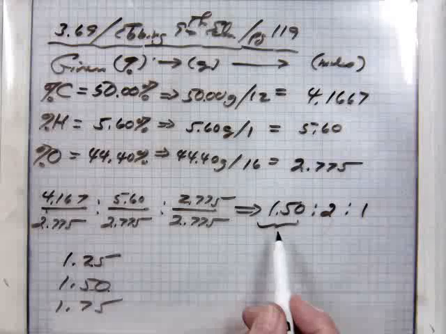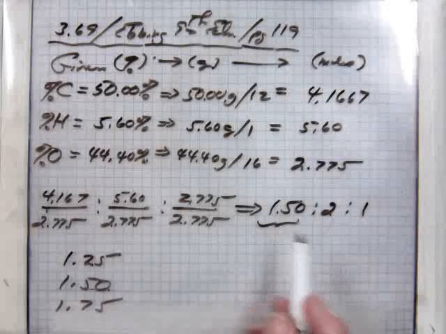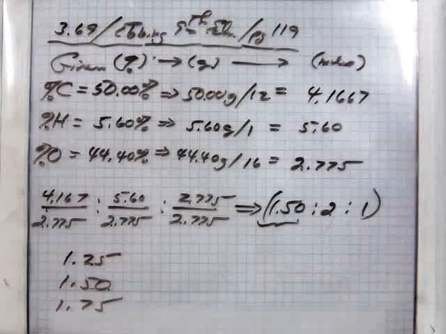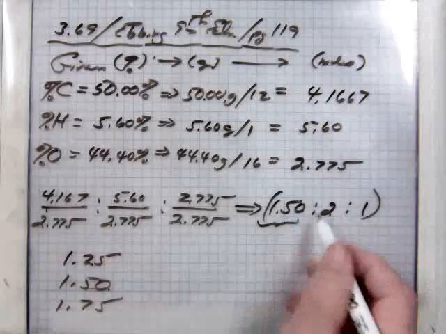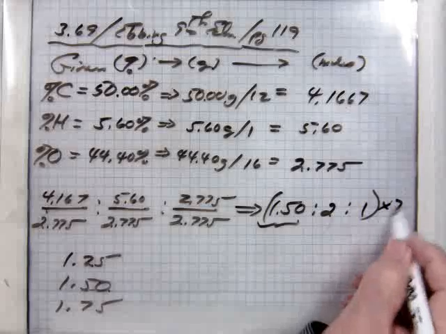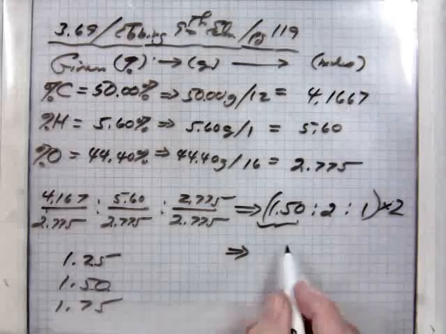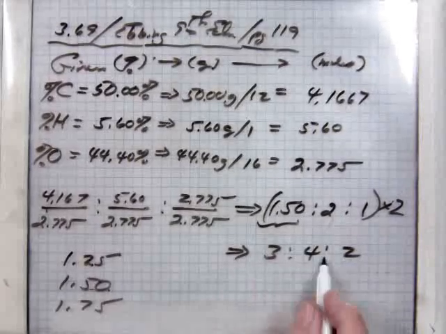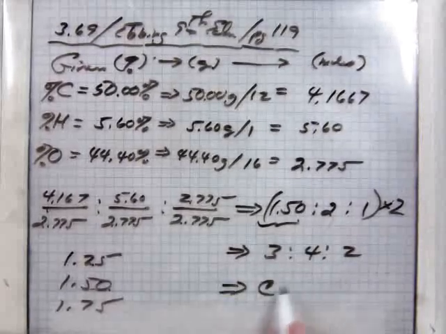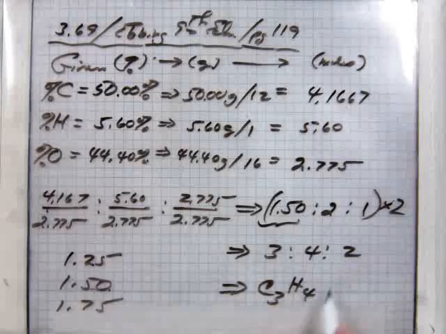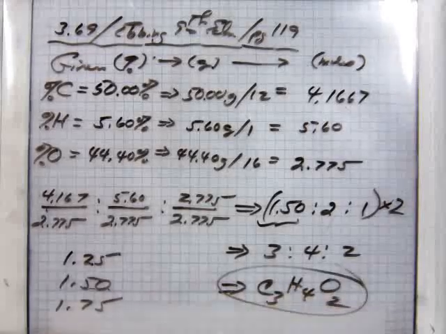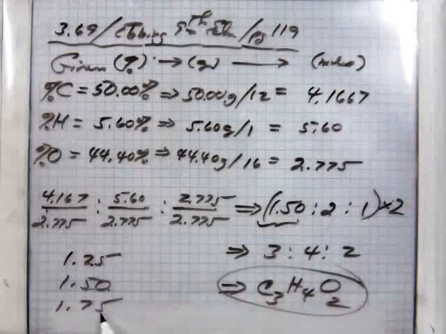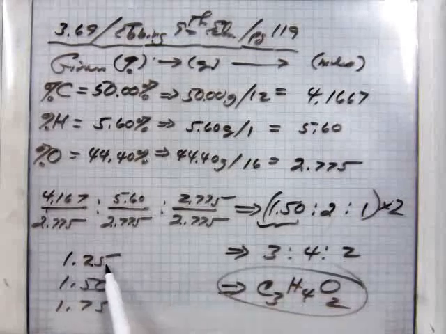If that scenario pops up, you have the right to multiply by 2, in this case times 2, and your empirical ratio is 3, 4, 2, giving the empirical formula C3H4O2, and there is your formula. But other problems may pop up and will, that might have one of these others.